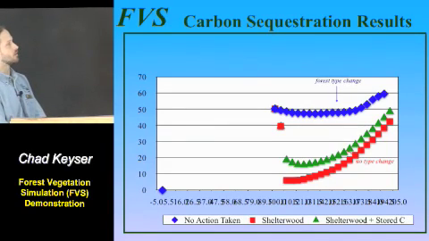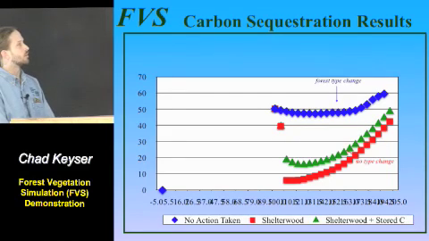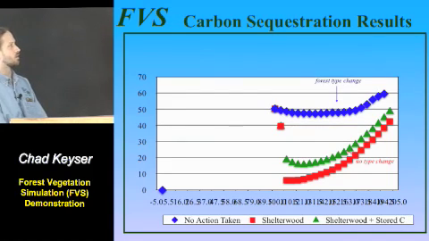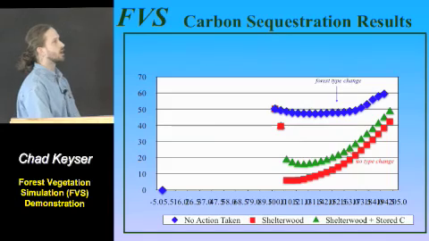The red line here represents the total carbon within the stand with the shelterwood regeneration alternative. And as you might expect, carbon drops way down when you take out a bunch of wood, right? Makes sense. And then it increases, and it increases at a faster rate than the no-action alternative because we have a young, vigorous stand growing over time.